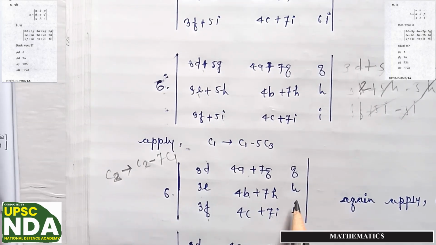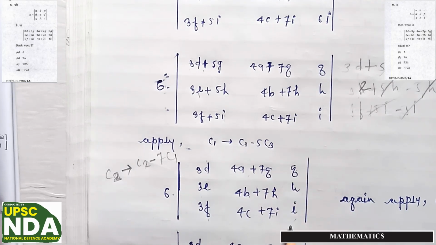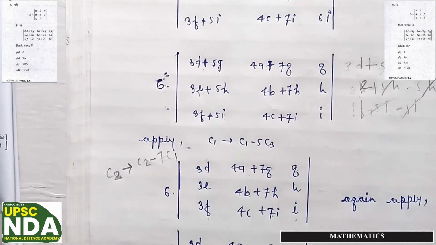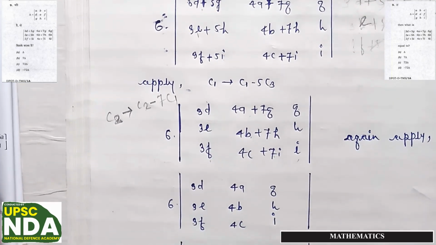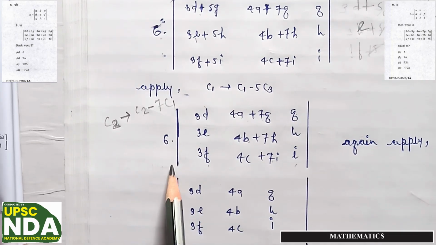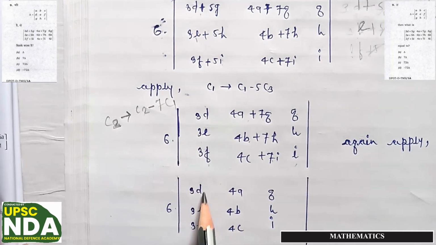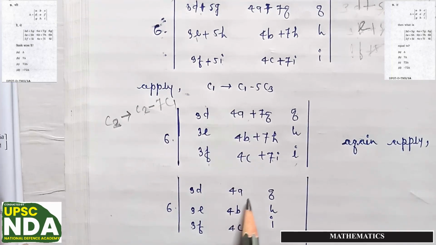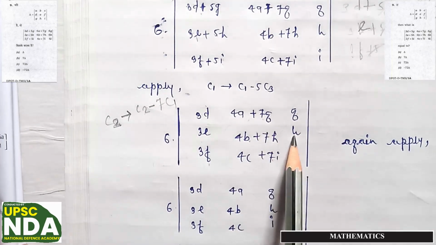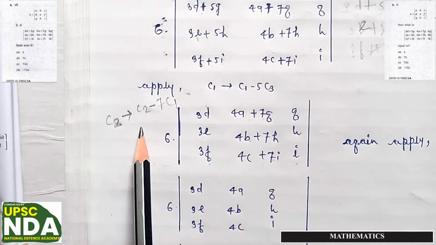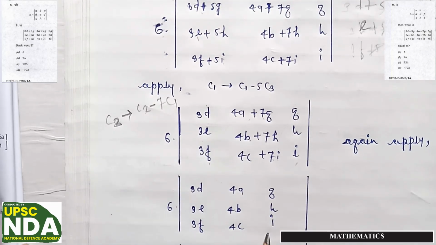Okay, so you have to multiply 7 over here and subtract from here, so it is an easy step. Okay, so in the remaining step you will get 6 as it is, 3D, 3E, 3F as it is, 4A, 4B, 4C, which is coming after cancellation of these terms by using this column transformation, and G, H, I over here.